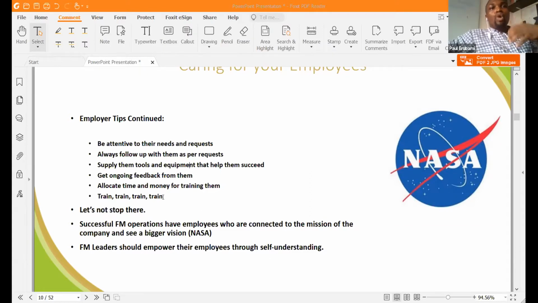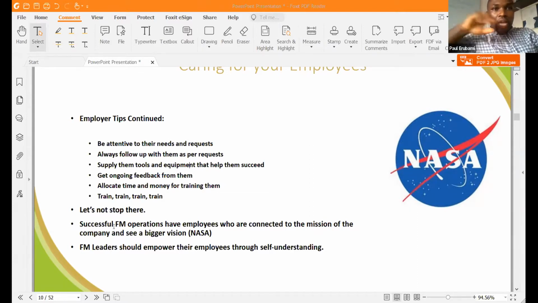Then there should be ongoing feedback from them, right? You should always listen to them, get feedback, know what they are going through, try to understand. Allocate time and money for training. It's very important. Training is very key. A lot of organizations don't train their staff, and it's very bad. There's no way you are going to improve productivity if you don't train.